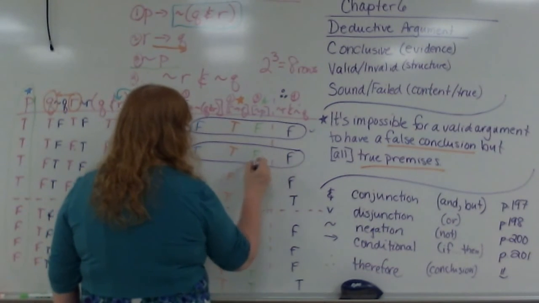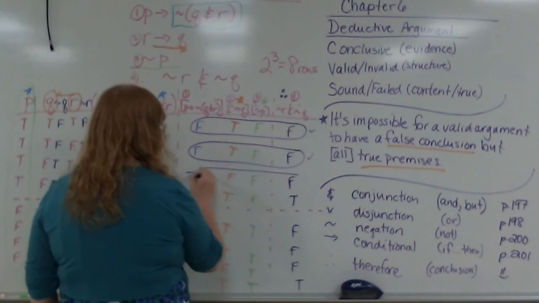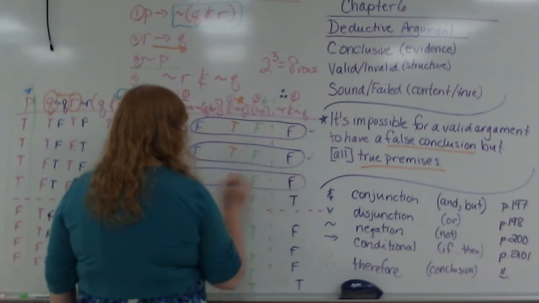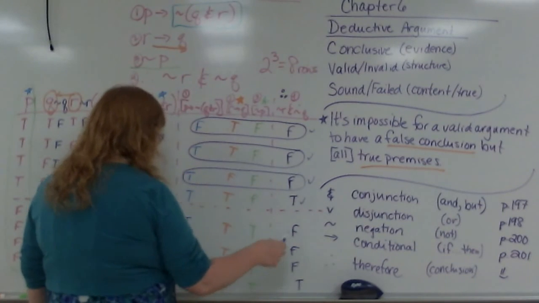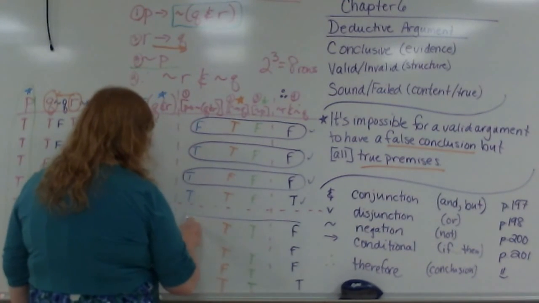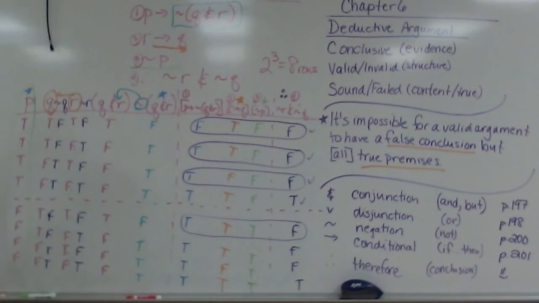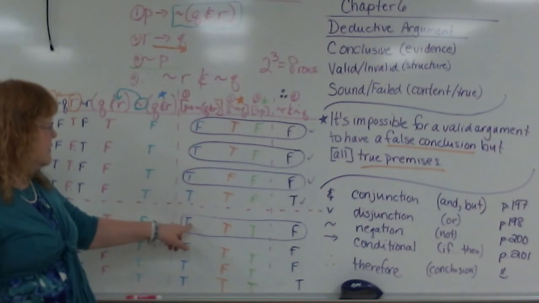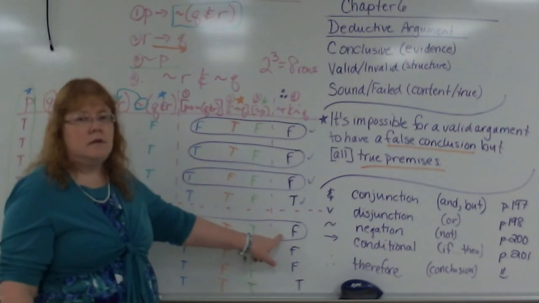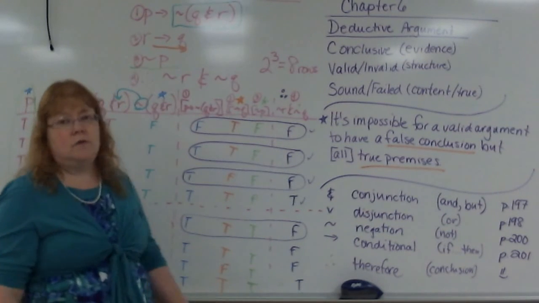Here's another one. One false premise, we're good. Two false premises, another good. True is always good. Now, here's our drop of poison in the water. Okay? I have a false conclusion, but all three of my premises are true.